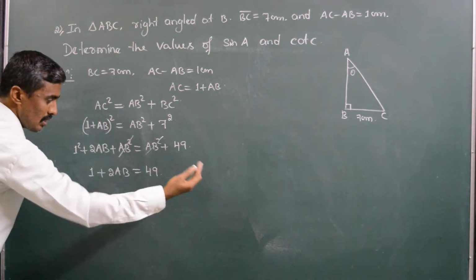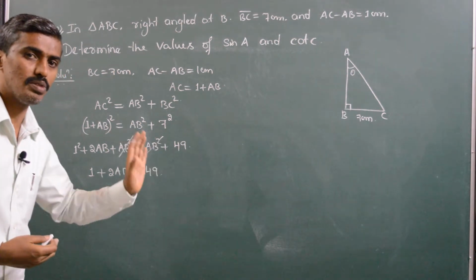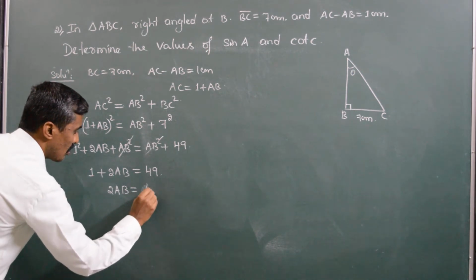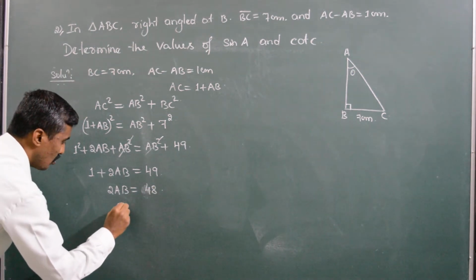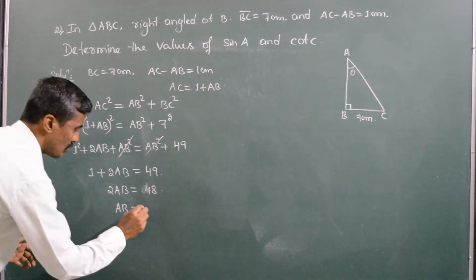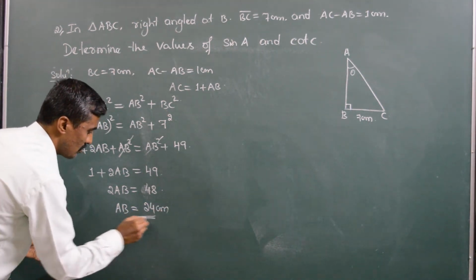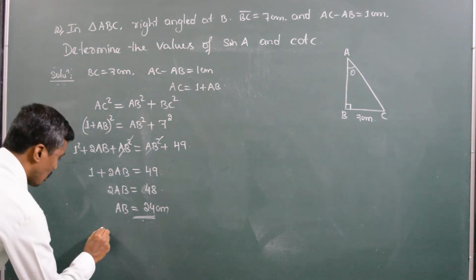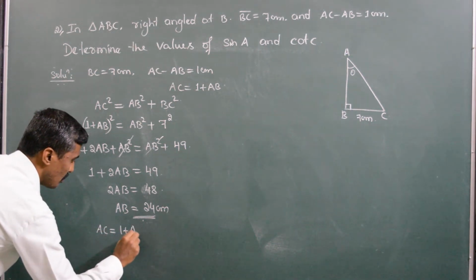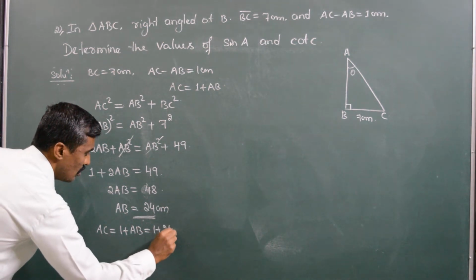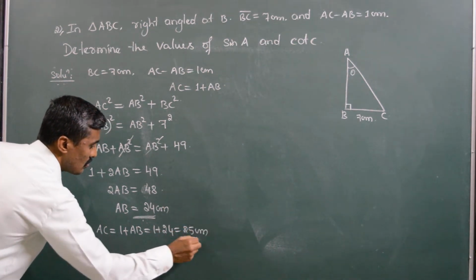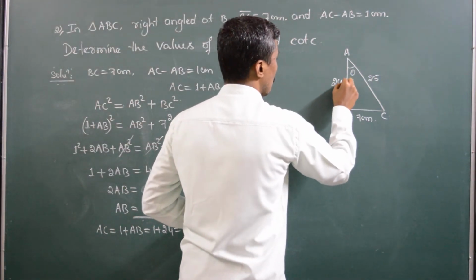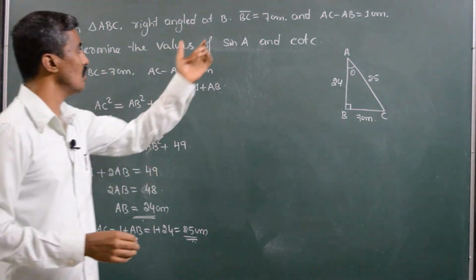If I take 1 to that side, then it becomes 49 minus 1. What is 49 minus 1? That is 48. So 2AB is equal to 48. Therefore AB is equal to half of 48, that is 24 centimeter. Now we got AB. From AB we can find out AC. AC is equal to 1 plus AB, that is 1 plus 24, equal to 25 centimeter. Now we got both AB and AC. AC is 25 centimeter, AB is 24 centimeter. Now by using this, we can find the value of sin A and cot C.